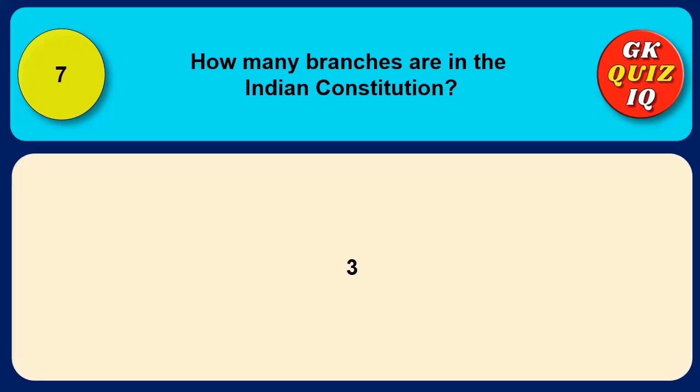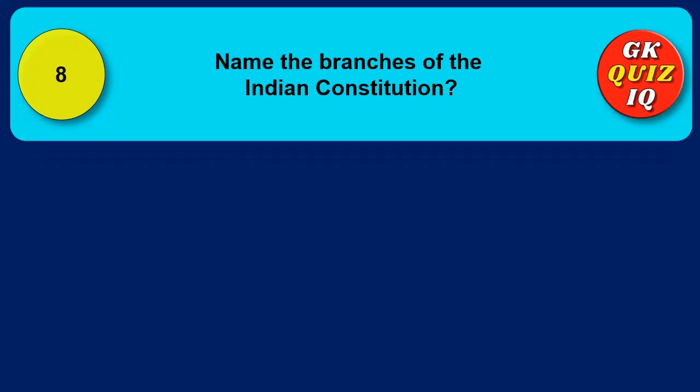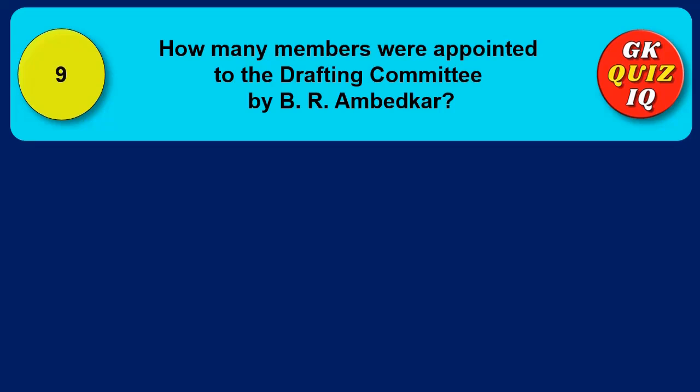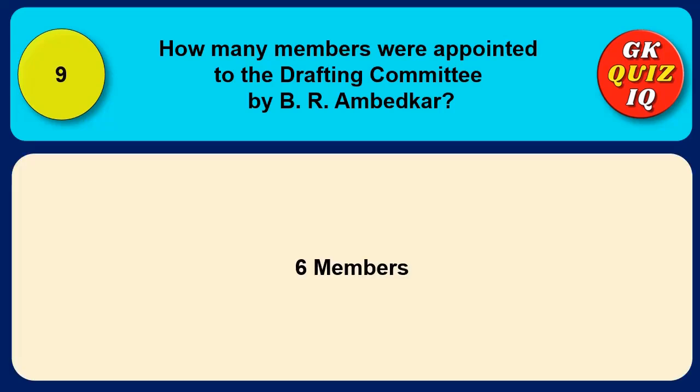How many branches are in the Indian Constitution? 3 branches. Name the branches of the Indian Constitution. Executive, Legislature, Judiciary. How many members were appointed to the drafting committee by B.R. Ambedkar? 6 members.